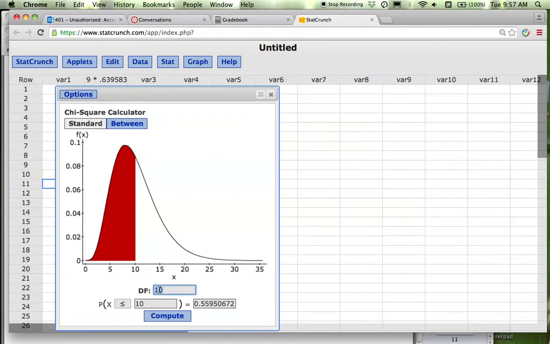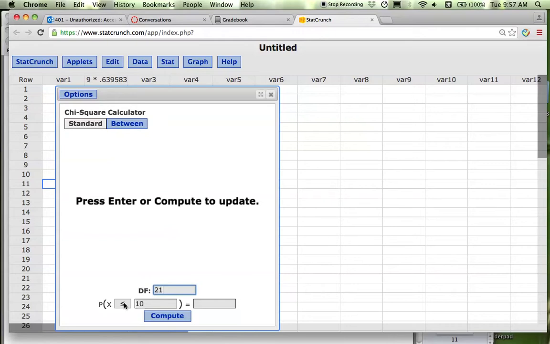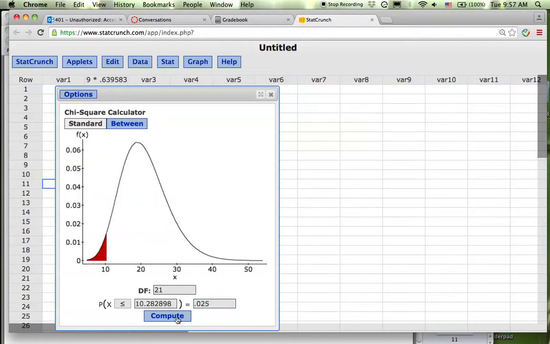The degree of freedom is 21, and you want, first, the left area, so you choose less or equal to, and you have this equal to 0.025. And you can see that it is 10.283. I think that's correct.